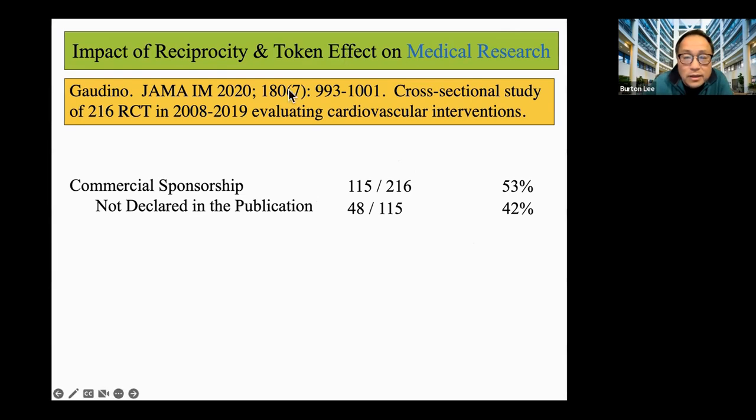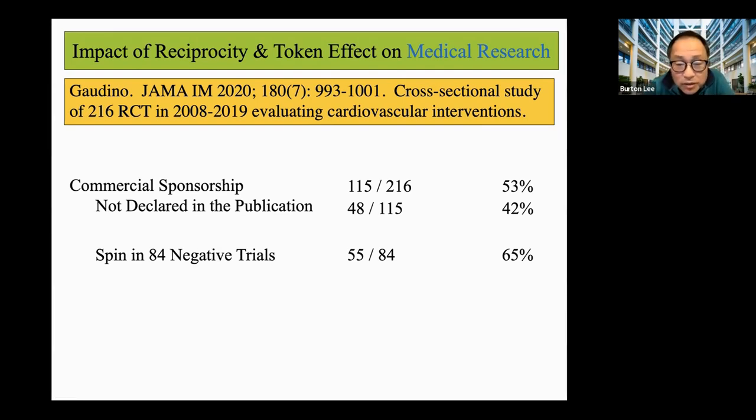And then when they look at 84 studies that were negative trials, where if you really look at the study carefully, the drug or the intervention did not work, you'll notice that 55 out of 84, or 65% of the negative trials, were spun so that it looked like a positive finding.